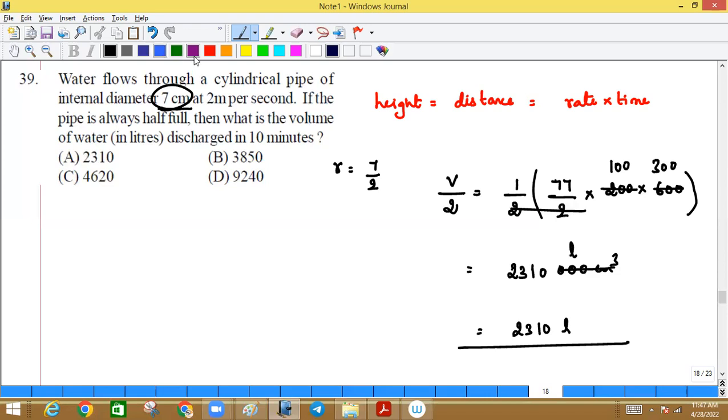I gave you 2 conversions related to liters. 1 meter cube is how many liters? 1 meter cube is equal to 1000 liters. In the same manner, 1000 centimeter cube is equal to how many liters? 1000 centimeter cube is equal to 1 liter.